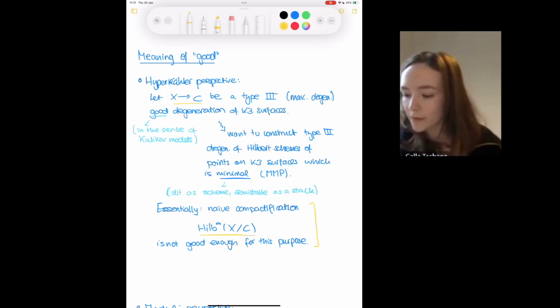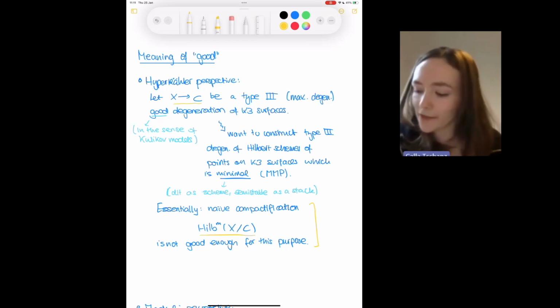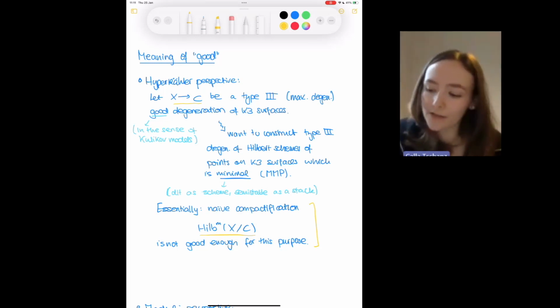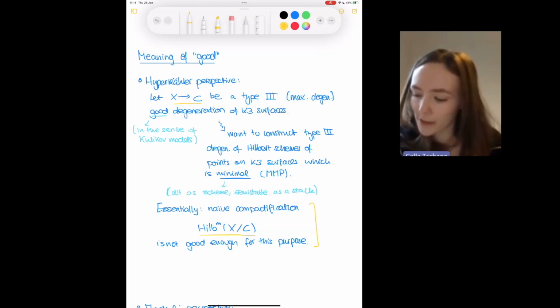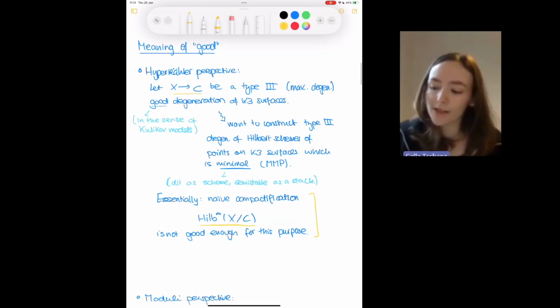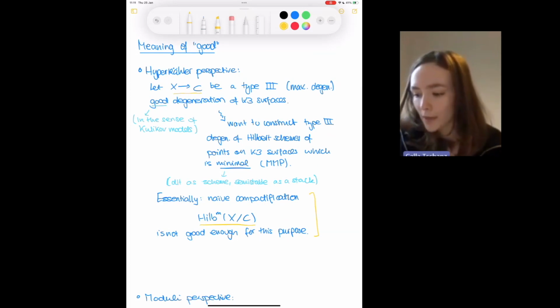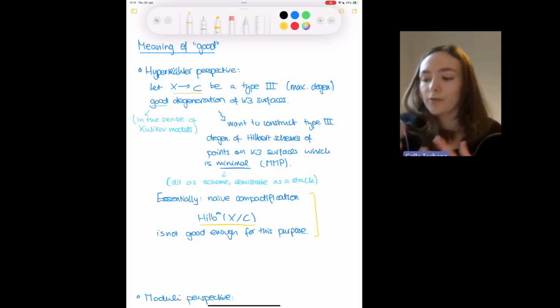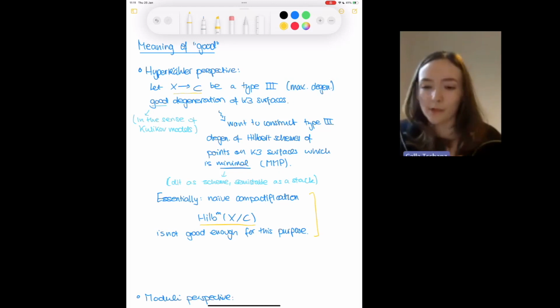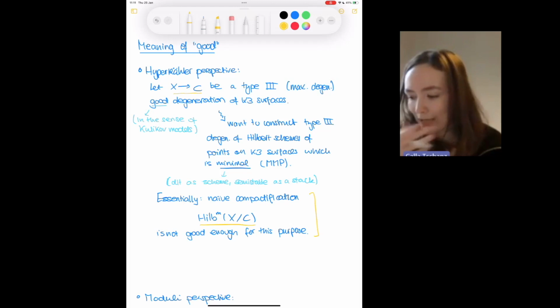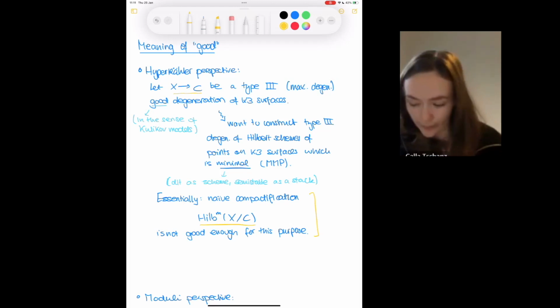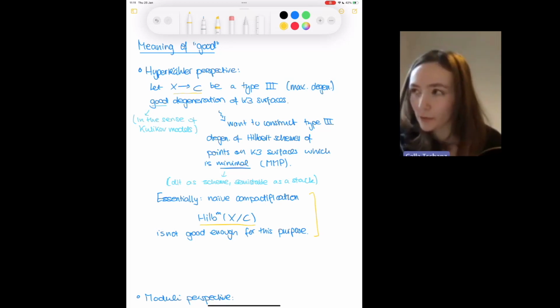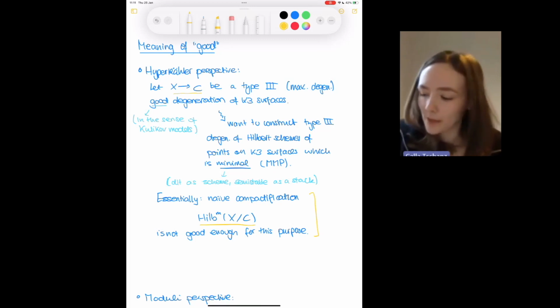So they will be semi-stable models, but anyway, this is not very important. You just consider X over C to be some degeneration of K3 surfaces that is maximally degenerate, and you ask the question: can we construct some type 3, maximally degenerate degeneration of Hilbert schemes of points on K3 surfaces, which also satisfies some good properties, so which is minimal with respect to the minimal model program? In this context, this means DLT minimal, divisorial log terminal, as a scheme, or we can make it semi-stable as a stack.